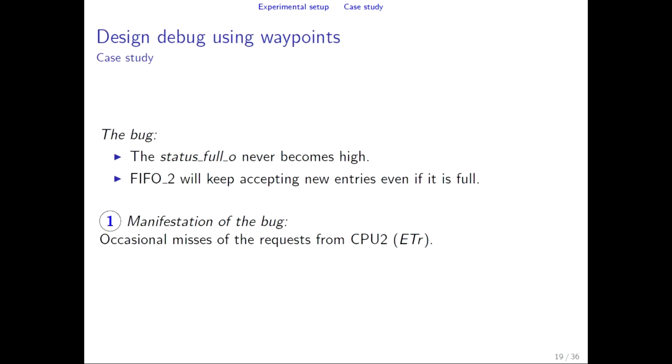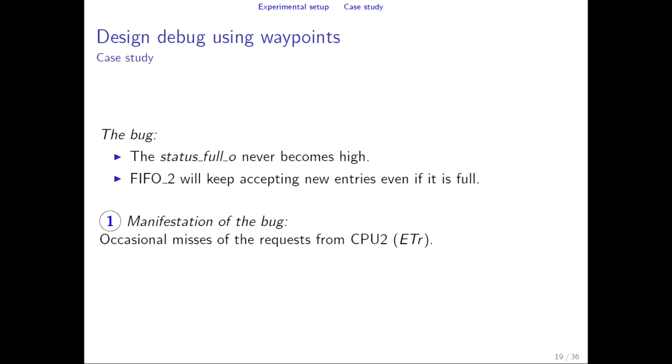So the bug which we have introduced in the design is the following. There are 4 BRIC FIFOs, which get requests from different CPUs, requests for read and write into the memory in the caches. We have introduced a bug in FIFO 2 such that even when FIFO 2 is full, it will not make its status full signal high. This will result in accepting more data into FIFO 2, overwriting the last entry.